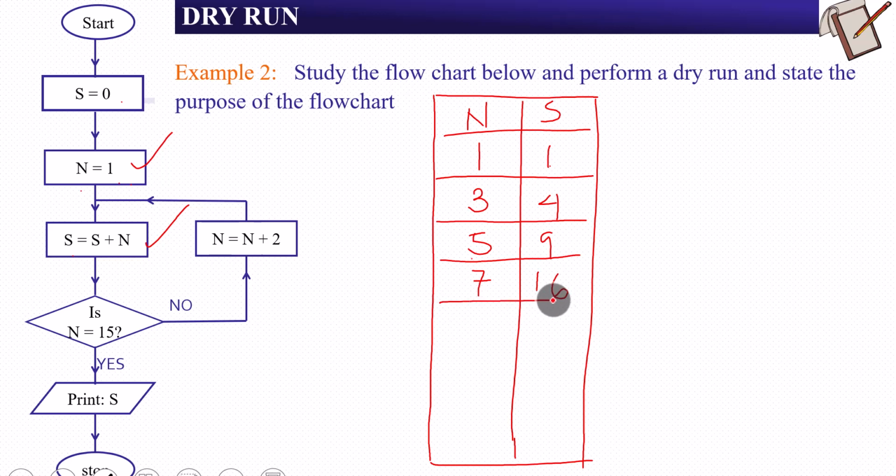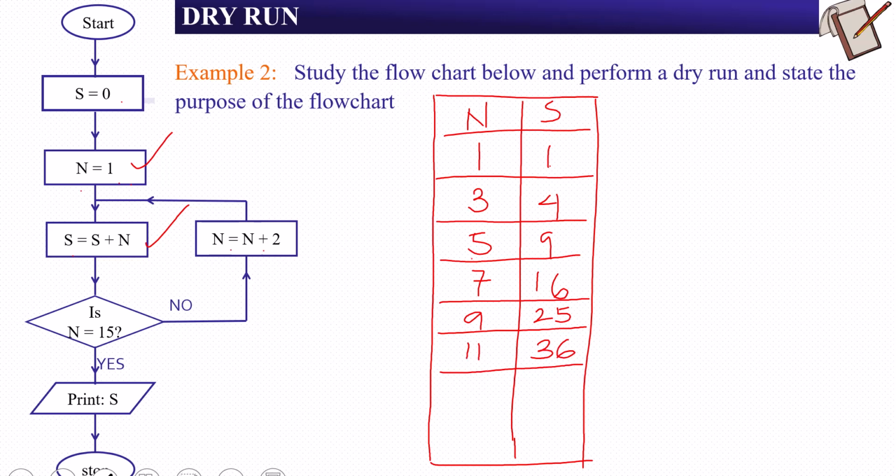And then you ask yourself, is n equaling to 15? No. What do you do? You add a 2, so it becomes a 9. So 9 plus 16, you'll get 25. And then you continue and ask yourself, is n equaling to 15? No. What do you do? You add a 2, it becomes 11. 11 plus 25. What do you get? You'll get 36. And then you ask yourself, is n equaling to 15?